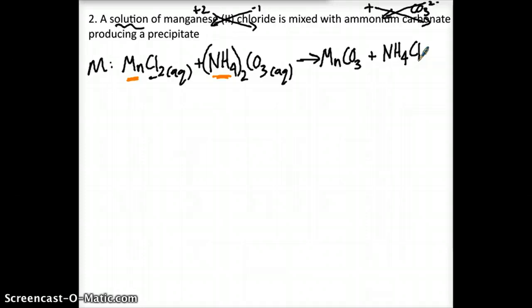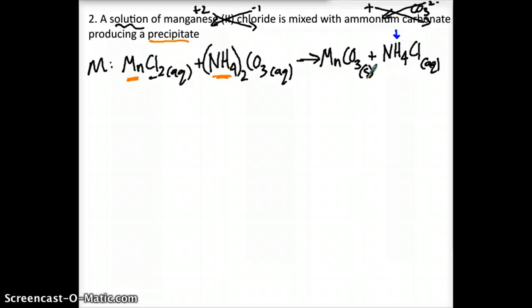Now it says which one is a precipitate? Well, I got to check my solubility rules. Let's start with this compound. Does it have a group 1 metal or ammonium in it? Yes, it does. Therefore, that means it's always soluble, so it's going to be aqueous. And manganese carbonate, does it have a group 1 metal or ammonium? No, it doesn't, so we don't know. But since the problem indicates that a precipitate must be made, and these are the only two compounds formed, this must be the precipitate. It must be the solid, because we know the other one can't be. It has to be aqueous.